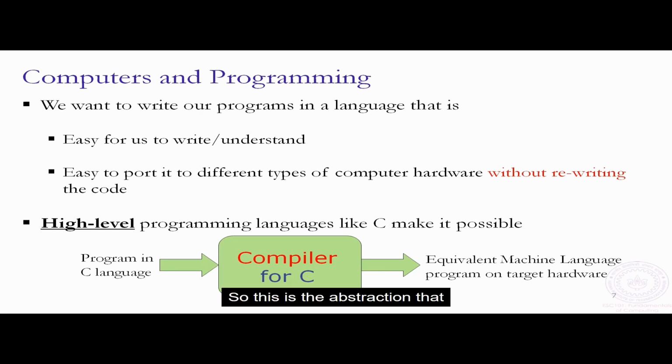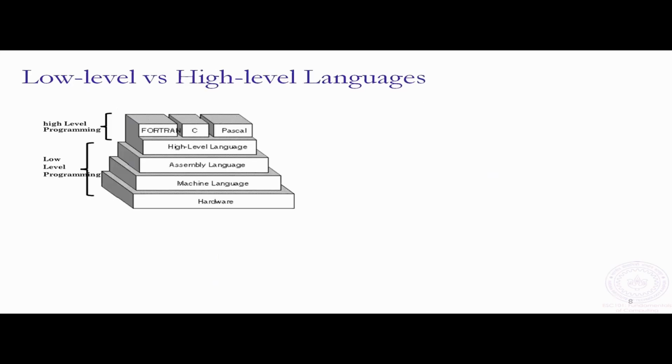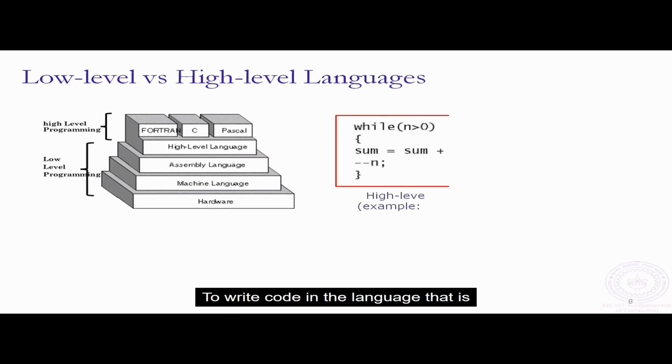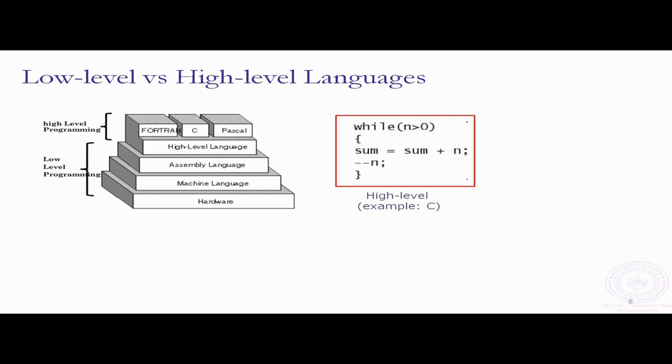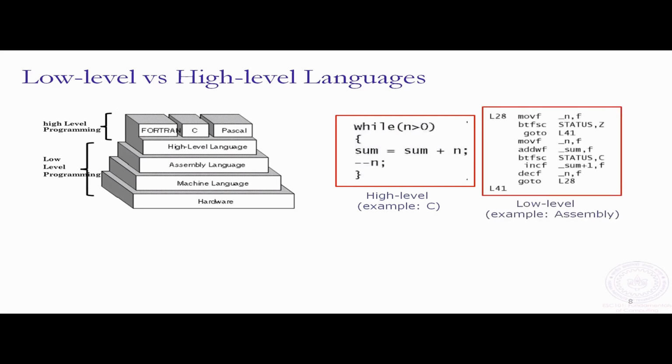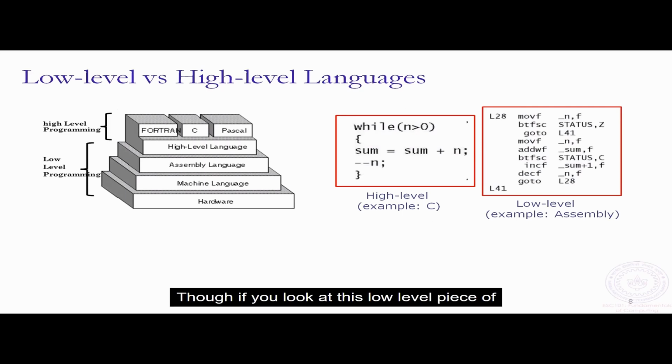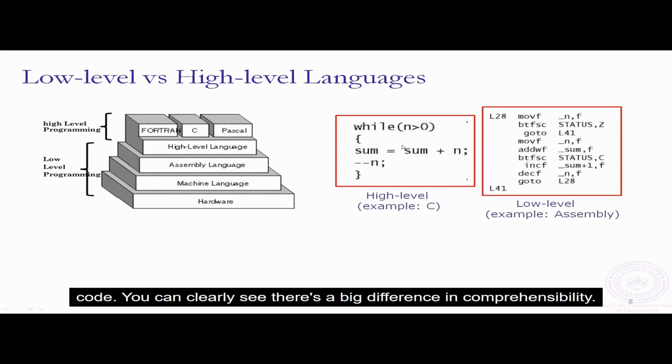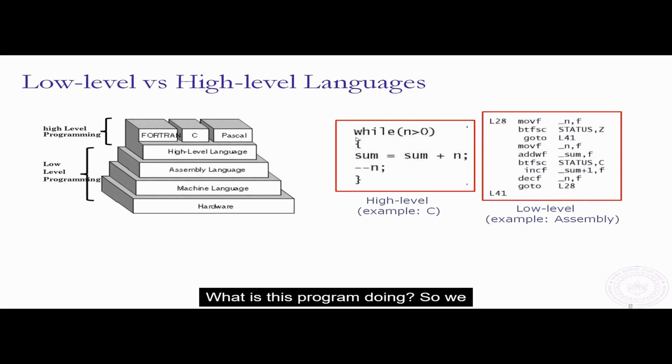So this is the abstraction that a high-level programming language provides you. It allows you to write code in a language that is meaningful to us very simply, and then it enables us to translate the information that we presented in the high-level language into machine-level instructions in a low-level language. So if you look at this low-level piece of code and you look at this high-level piece of code, you can clearly see there's a big difference in comprehensibility. What is this program doing?